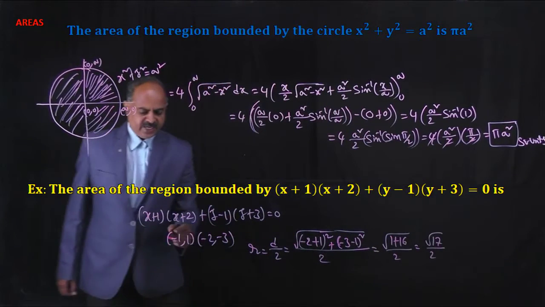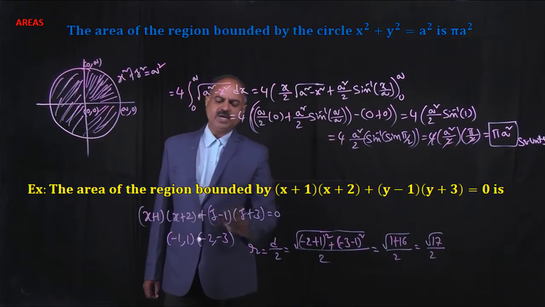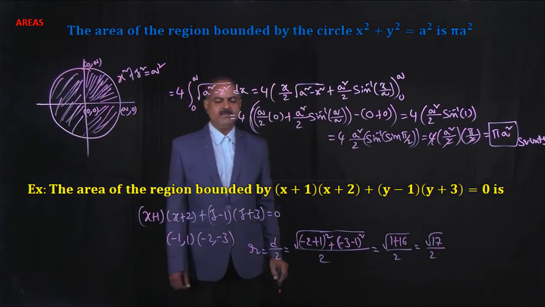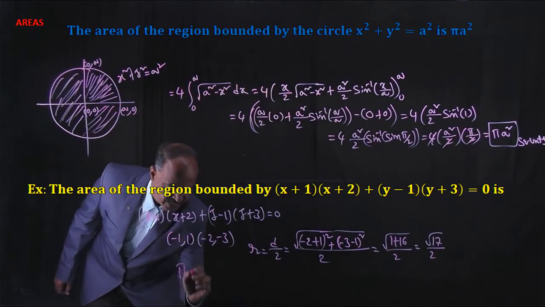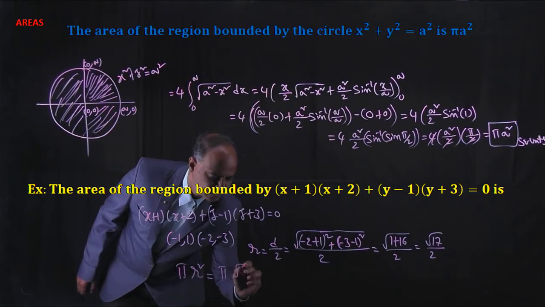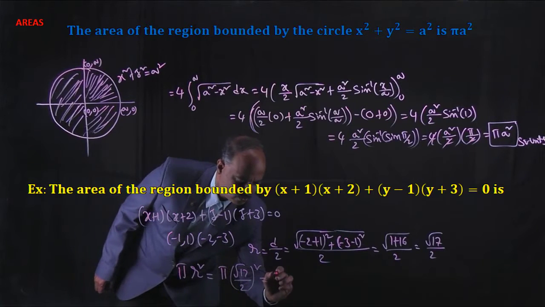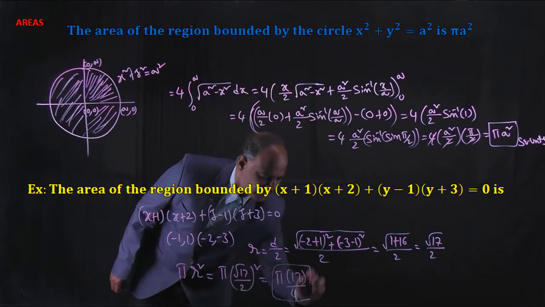So area of the region bounded by the circle x plus 1 into x plus 2 plus y minus 1 into y plus 3 equal to 0 is pi r square. So here that is equal to pi into r square, root 17 by 2 whole square, that is equal to pi into 17 by 4 square units.